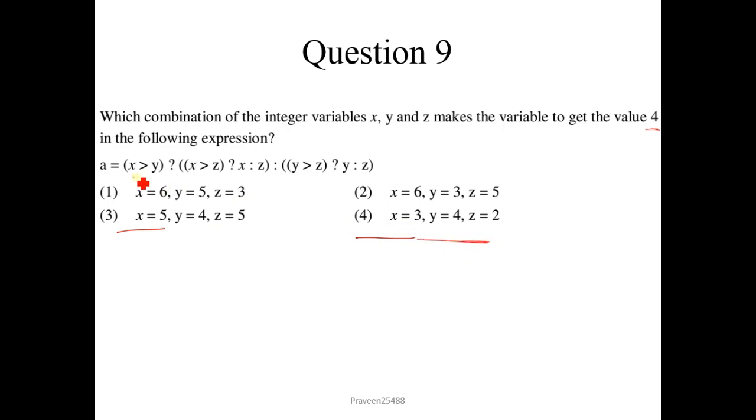So here we will see x is greater than y. So here 3 is not greater than y. So we'll leave the first expression, and the second one is y is greater than z. So here 4 is greater than 2. So this fourth one is correct, which replaces the value of y and gives the value of the expression, that is 4. So the fourth one is the correct answer.